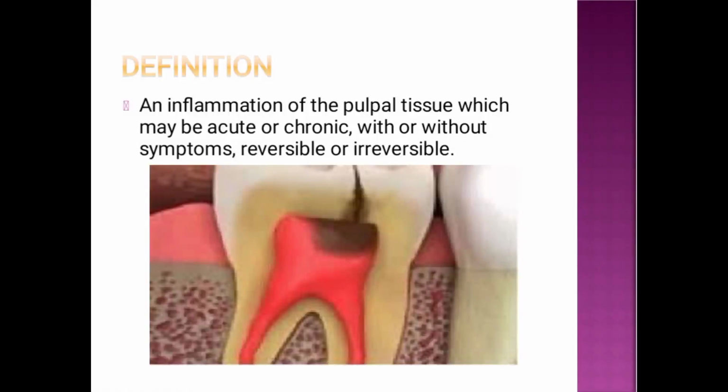So basically today we're going to start with the pulp, which is the most important part of the tooth, due to which we can say the tooth is vital or non-vital on that basis. Now basically it is the inflammation of the pulpal tissue.